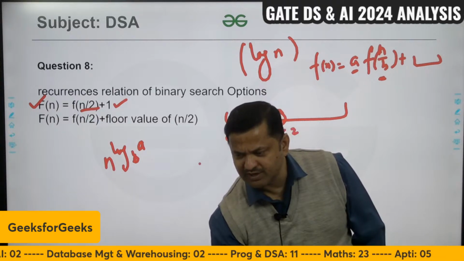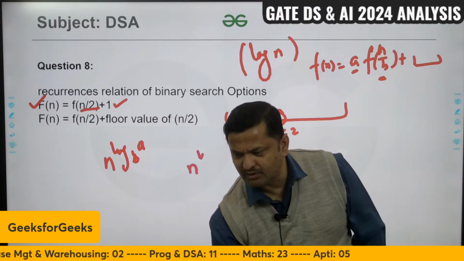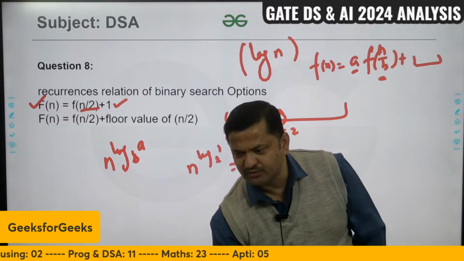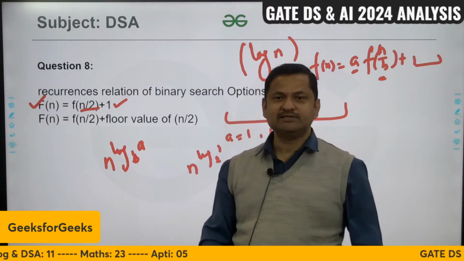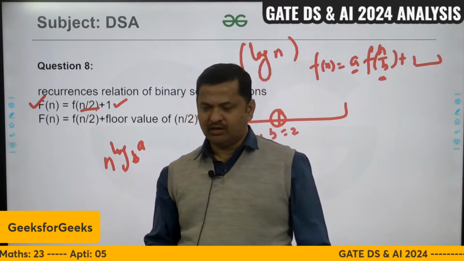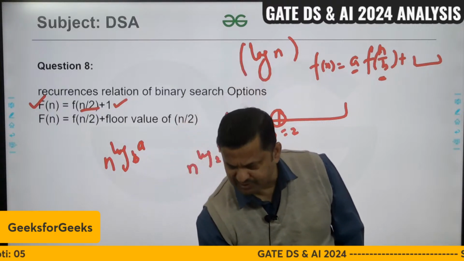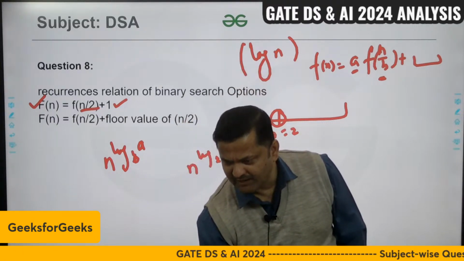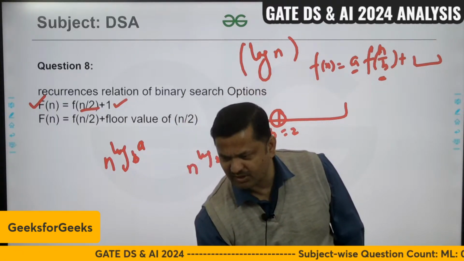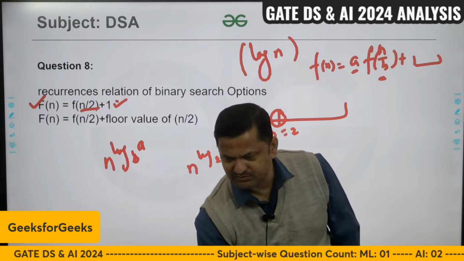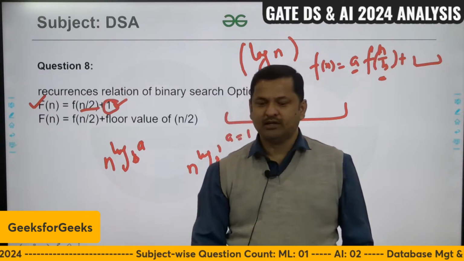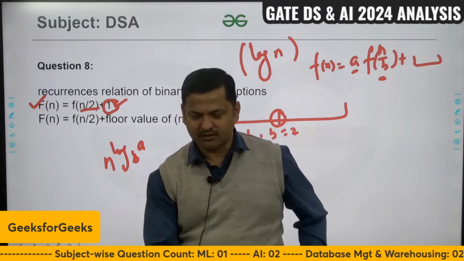So we have to compute n to the power log 1 base 2, and that is going to be n to the power 0, because log 1 is ultimately 0. So n to the power 0 is nothing but a constant, that is equal to 1. And in this particular case, it is equal to this parameter, this 1. So it is one of the cases.